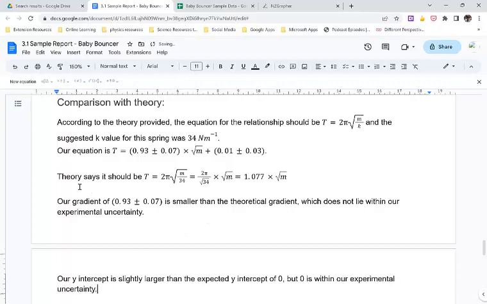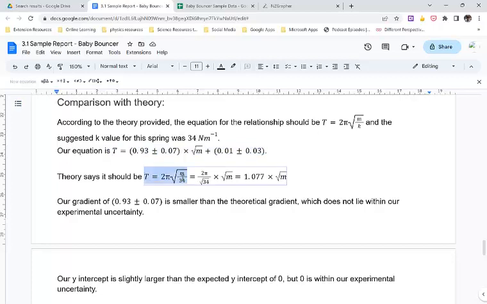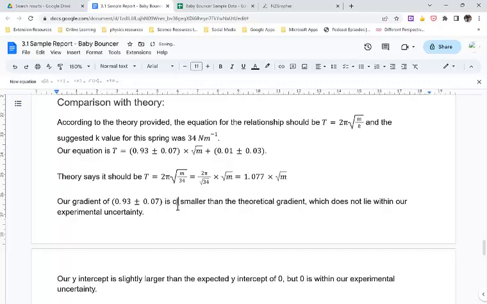Okay, so now we've made a comparison with theory. This is our experimental equation, and we have compared it with what theory says it should be. In other words, we've compared this gradient of 2 pi over square root 34 with our number 0.93 plus or minus 0.07. They are close, so maybe we should make a point of saying that it is close, but still smaller than the theoretical gradient. It's close to, I should say, but still smaller than the theoretical gradient.